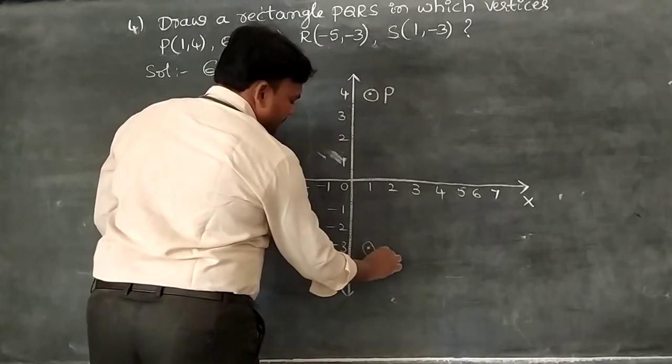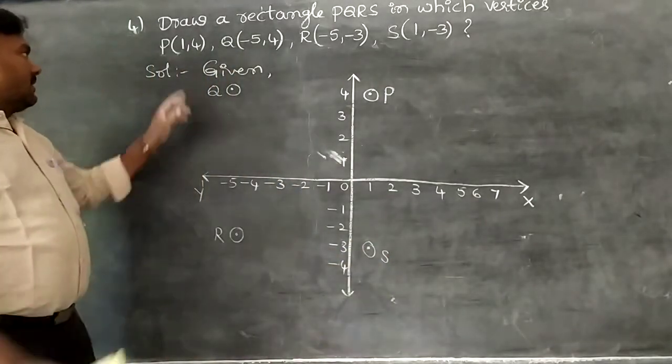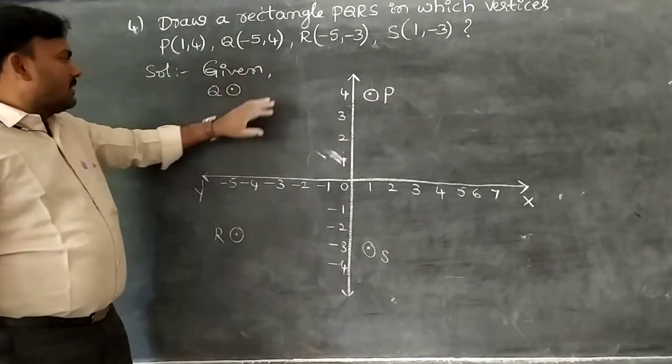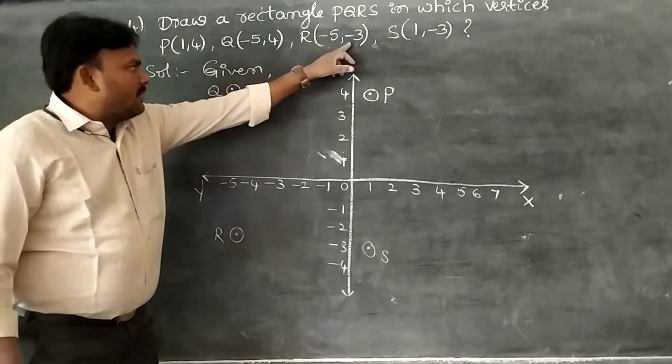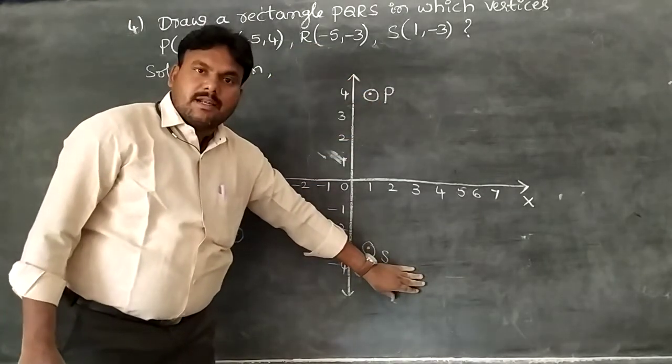This is S. Observe, students, the signs of a coordinate axis. Here plus plus, that's why it is the first quadrant. Next, minus plus, second quadrant. Minus minus, third quadrant. Plus and minus, fourth quadrant. Is it clear to all of you?